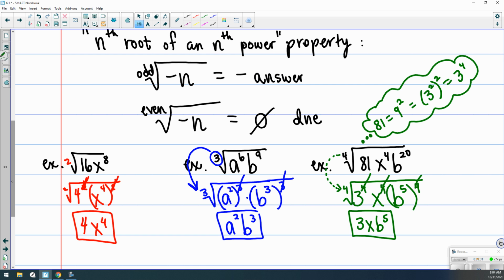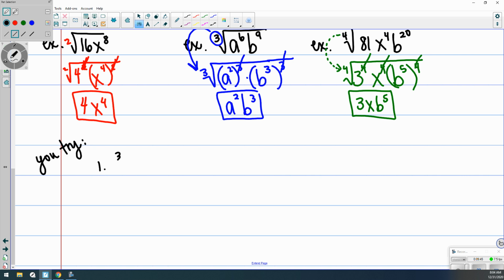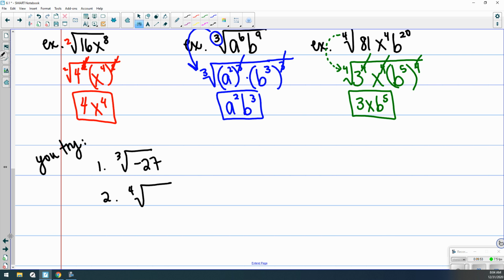How about taking a couple more minutes here on your own, and I'm going to leave you with 3 problems to try. So you try these. The third root of negative 27. You try the 4th root of negative x to the 12th. And you try the square root of 50 a to the 6th. I'm even going to give you one hint before I sign off. One of these doesn't exist.